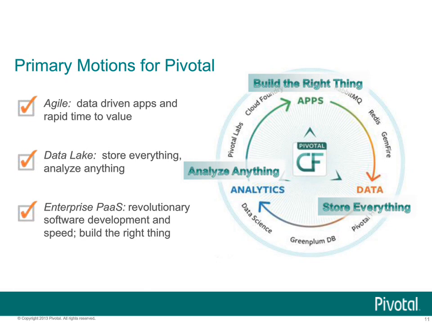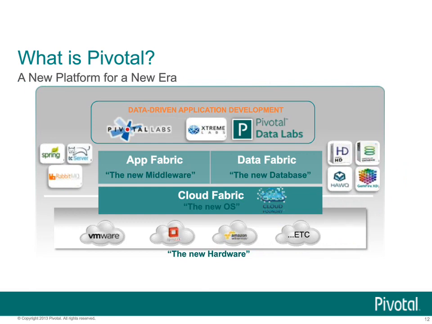Here is another look at our portfolio of products and services. Here I would like to point out that the data fabric includes big data products, including Pivotal HD, Greenplum Database for MPP analytics, and HAWQ, which is a SQL engine on top of Hadoop, and GemFire, which is an in-memory database for handling high-volume transactions. And the app fabric includes products such as RabbitMQ, Tomcat Server, and things like that.